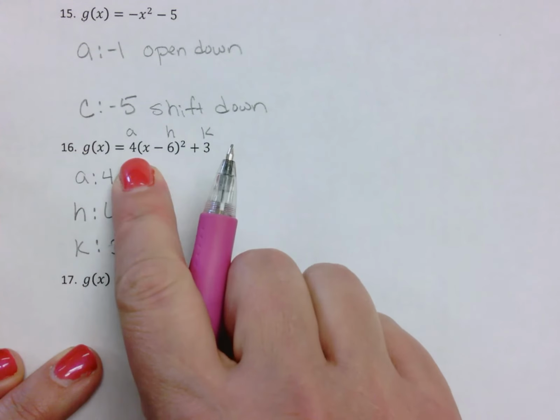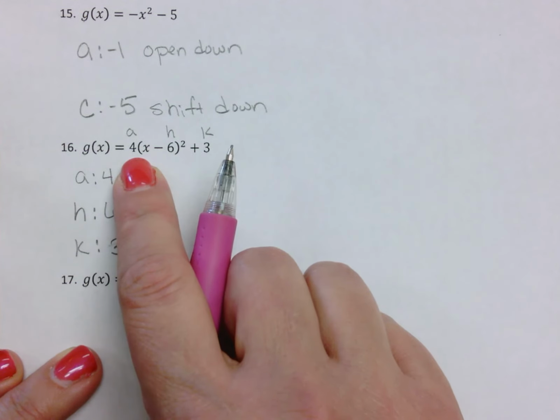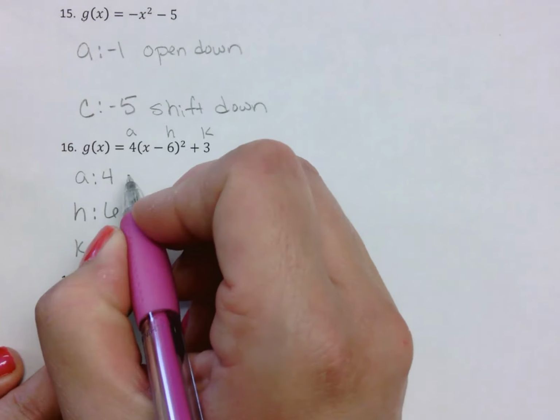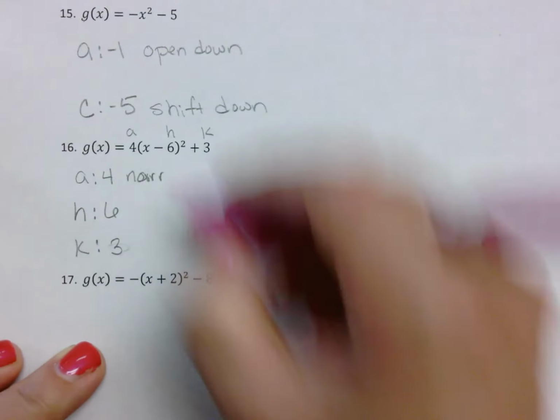So it's not going to change whether it opens up or down. The a is still a positive number, so it still opens up, so I'm not going to write that down. But my a is now an absolute value of greater than 1. The absolute value of 4 is greater than 1. So my graph is going to become more narrow. Let's write that so that it's legible.